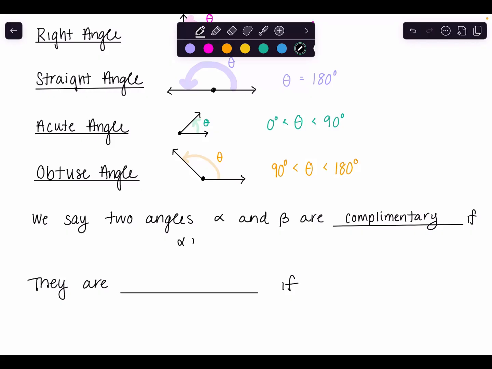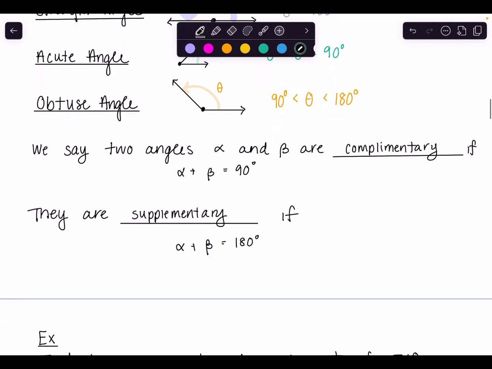If those two angles add up to 90 degrees. Instead, we say they are supplementary if those two angles add up to 180 degrees. Okay.